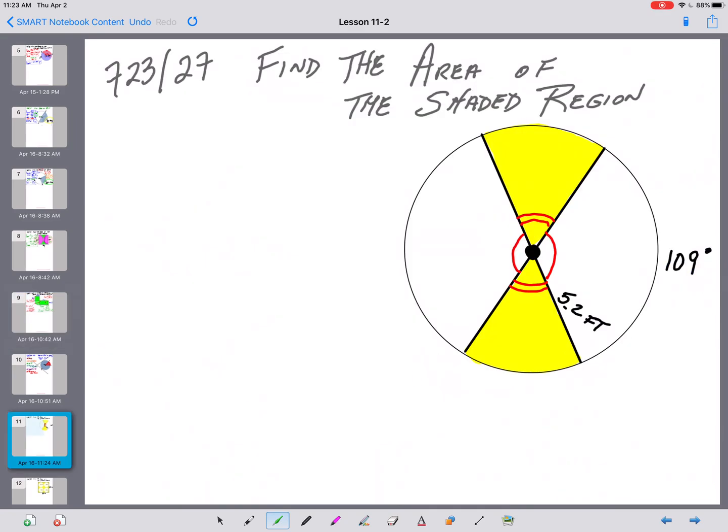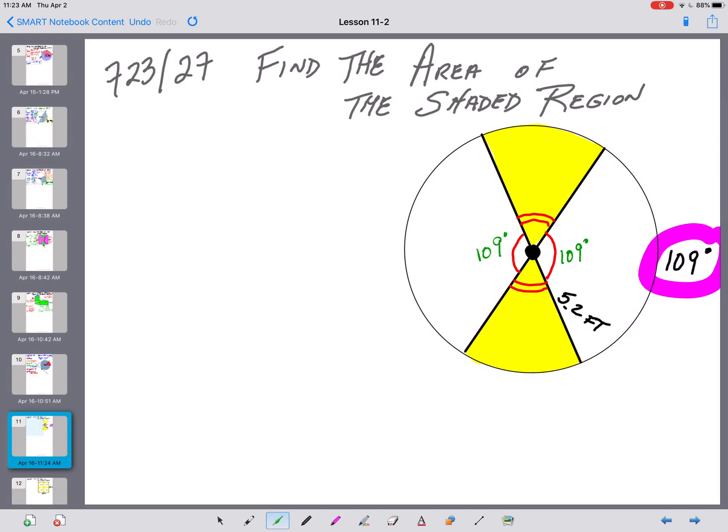Okay, we're going to this one, huh? 27. Find the shaded region. Well, first of all, look at this number over here. What that's telling us is the central angle. The central angle right here is 109. That's what it's trying to tell us. Now, if that's 109, this is 109.